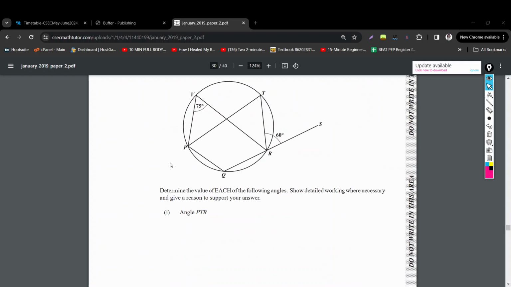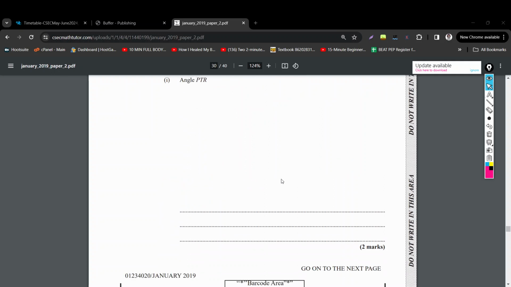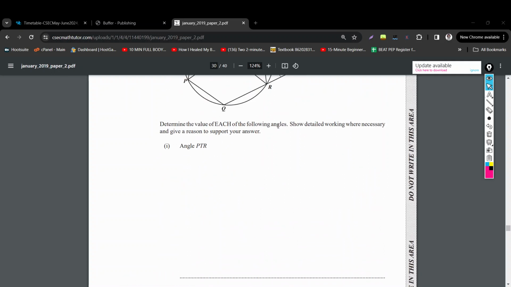So it says here the diagram below, not drawn to scale, shows a circle and the points P, Q, R, T, and V are on the circumference. QRS is a straight line, and angle PVR is 75 degrees, and angle TRS is 60 degrees. Right? So, guys, this is really simple. It says determine the value of each of the following angles. Show detailed working where necessary.